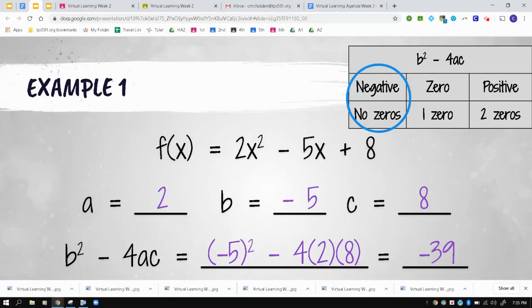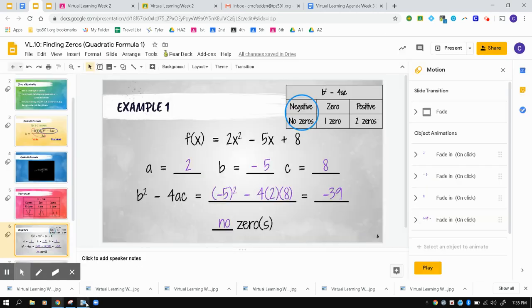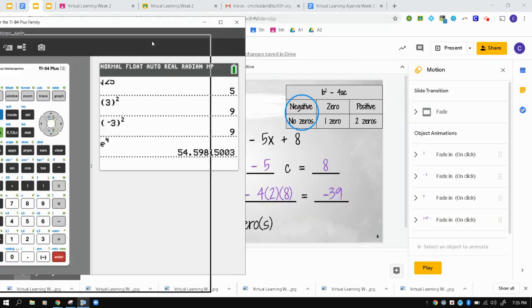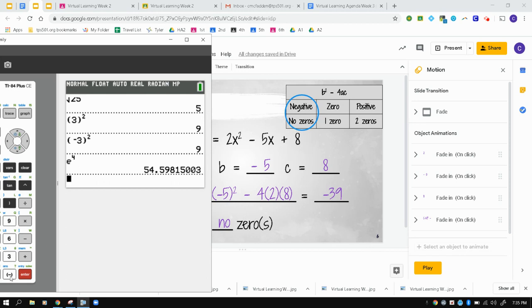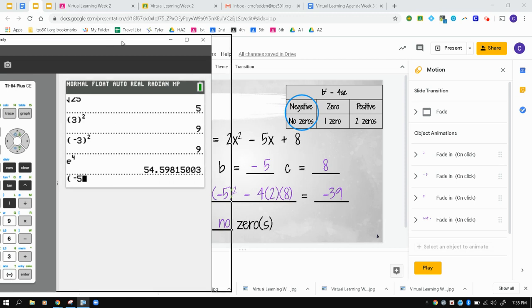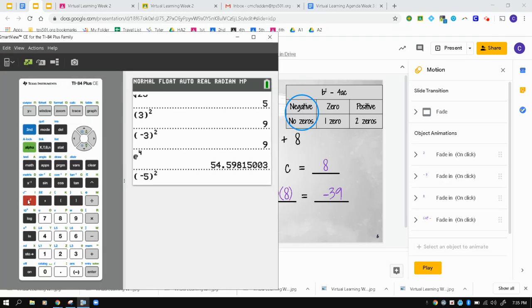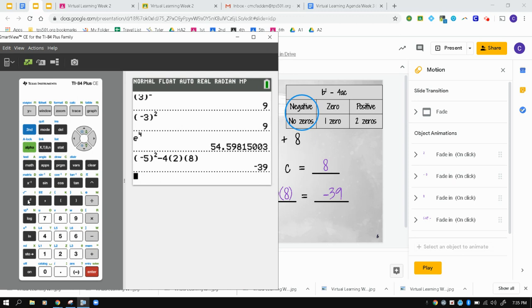Now let me go show you why that's negative 39, or prove to you that it is. I just had to show you that because it's going to show you the answer anyway. Try this. So we're going to do negative parentheses, negative 5 parentheses squared minus 4 parentheses 2 parentheses 8. Look at that, negative 39.